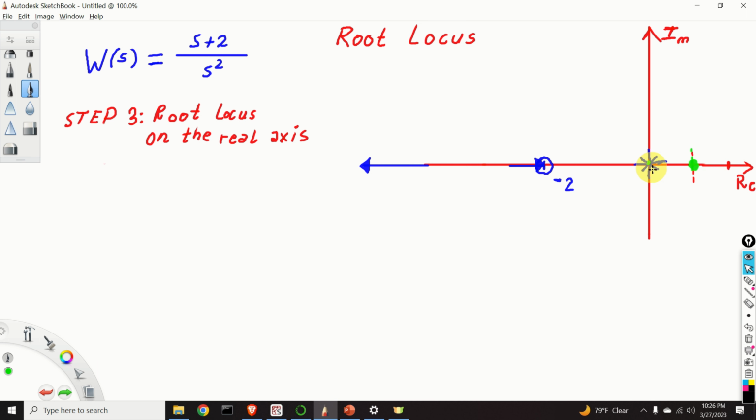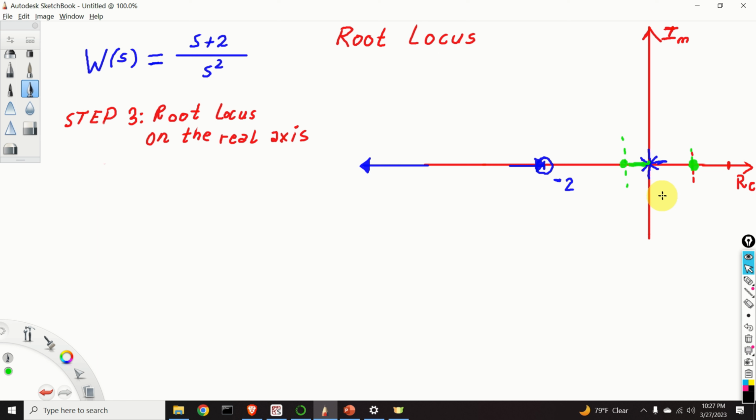We reach these two poles, we pass these two poles, and we are over here. Then we ask ourselves again, are there poles and zeros right from this point? Yes, there are. There are two poles over here. This means that this part over here does not belong to the root locus. Okay, keep in mind that.